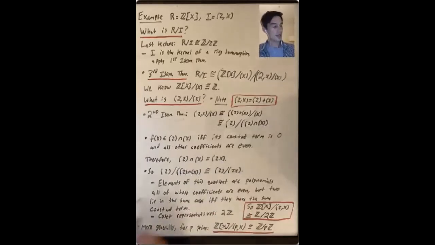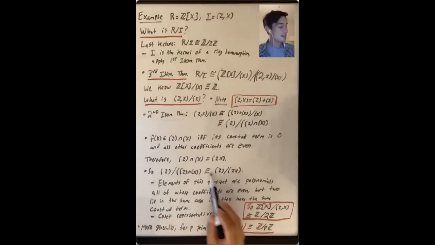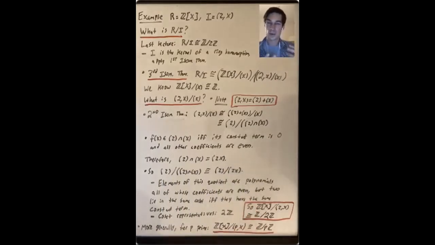So now the quotient that we care about is the ideal generated by 2 mod the intersection of the ideal generated by 2 and the ideal generated by x. And that's the same as the ideal generated by 2 mod the ideal generated by 2x. And this is easier to understand by just seeing what an element of this quotient looks like. So elements of this quotient look like polynomials, all of whose coefficients are even. That's what it means to be in the ideal generated by 2. But two of them lie in the same coset here if they have the same constant term.